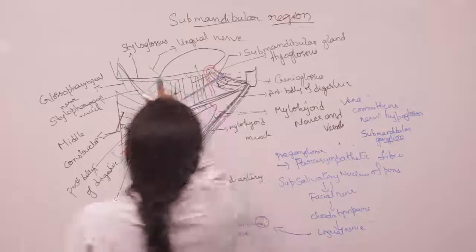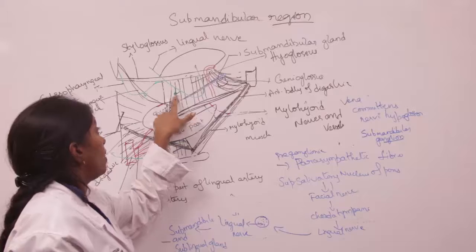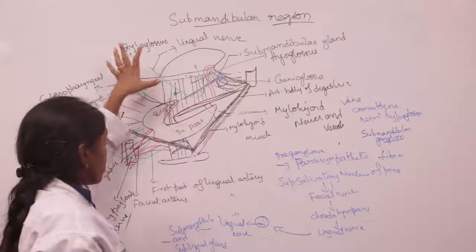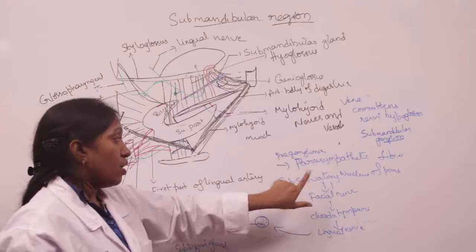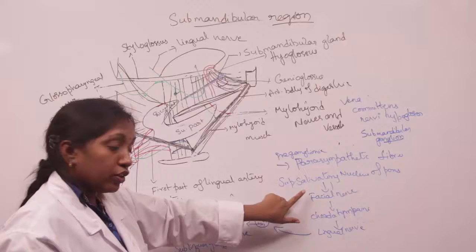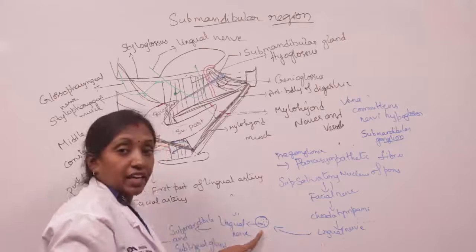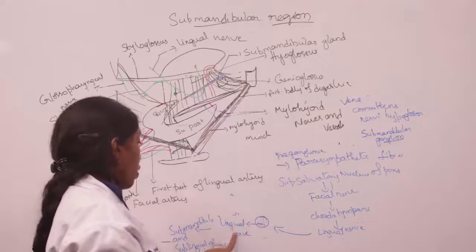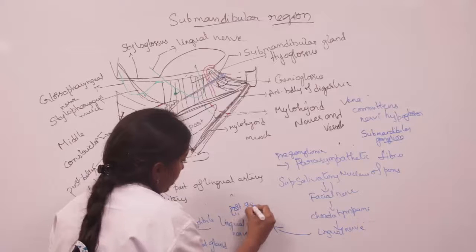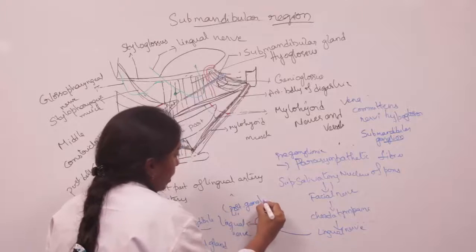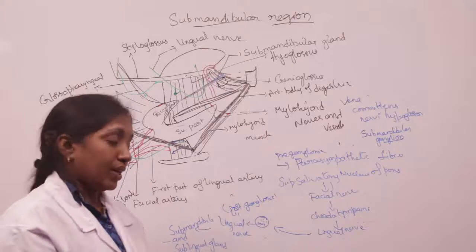Here we know that the lingual nerve is suspended by two roots, right? Here this is the submandibular ganglion. So the preganglionic parasympathetic fibers start from the superior salivary nucleus of the pons, and then go through the facial nerve, the chorda tympani nerve, and then the lingual nerve, and finally they relay in the submandibular ganglion. The postganglionic fibers pass through the lingual nerve and supply the submandibular as well as the sublingual glands.